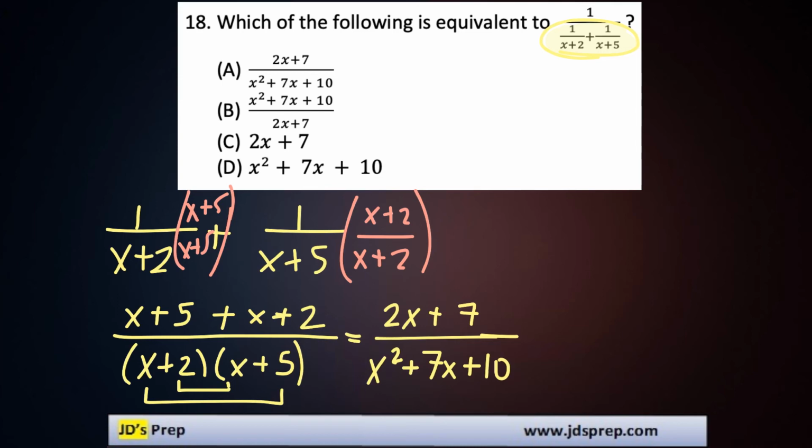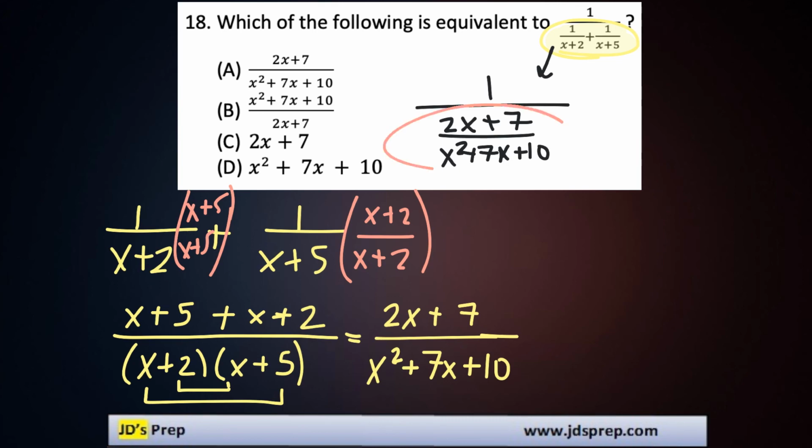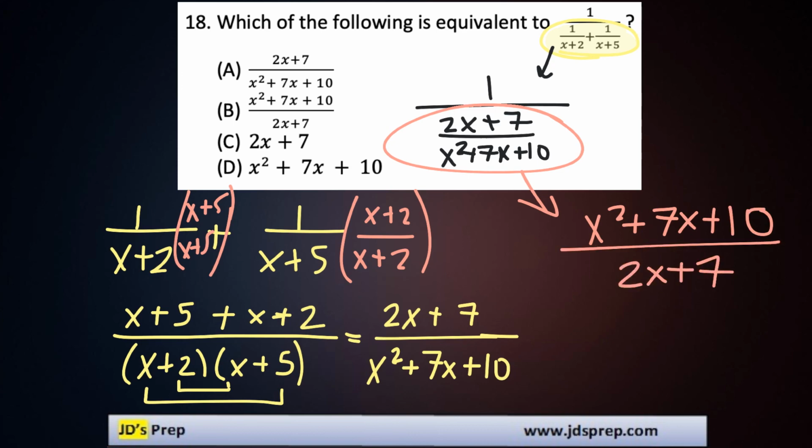So really, we can rewrite this expression up here to become 1 over this, 2x plus 7 over x squared plus 7x plus 10. Now, the great thing about doing 1 divided by a fraction is all you're doing is flipping that denominator. You're finding the reciprocal of it. So if we were to flip this fraction, we would get our answer: x squared plus 7x plus 10 all over 2x plus 7.